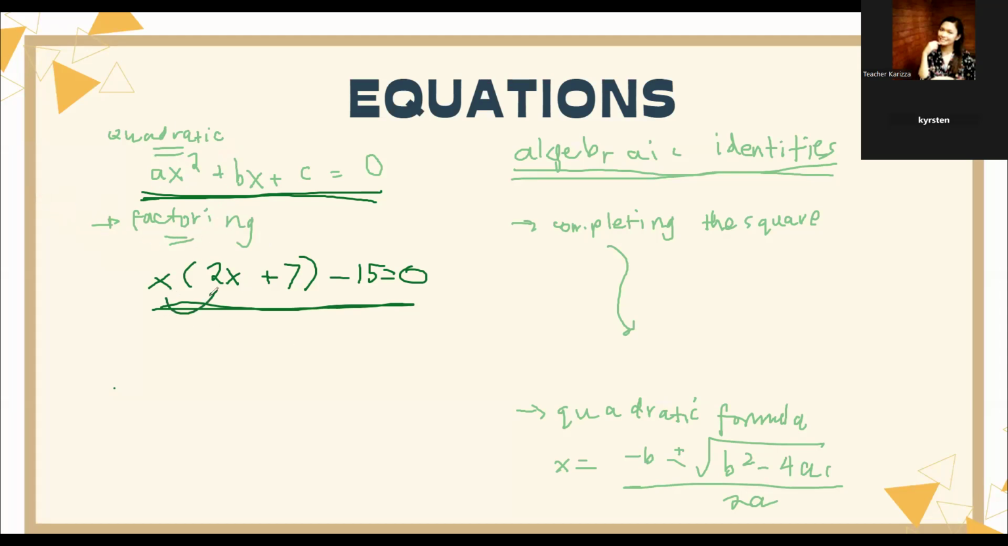So we have here, distributing, 2x squared plus 7x minus 15.